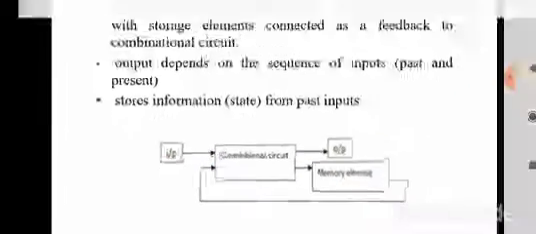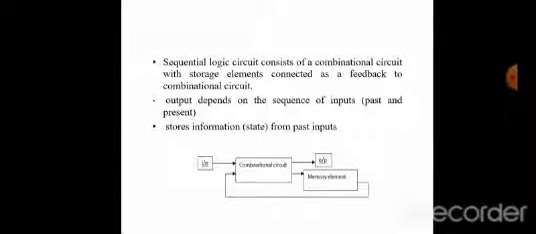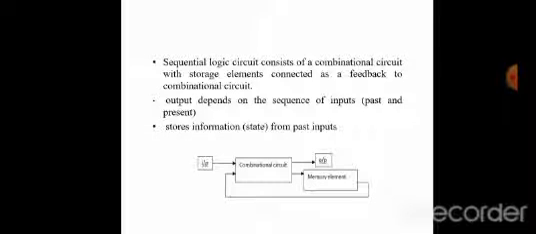Sequential circuits consist of a combinational circuit with a storage element connected as a feedback to the combinational circuit. The output depends on the sequence of inputs, past and present. It stores information from past inputs, that is, the memory elements will store information from the past inputs.